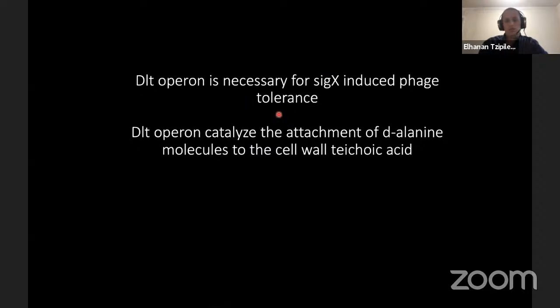So I showed you the DLT operon is necessary for sigma X induced phage tolerance. And interestingly, the DLT operon is known to catalyze the attachment of D-alanine molecules to the cell wall teichoic acid, the same teichoic acid that, as I mentioned at the beginning, is utilized as a phage receptor.